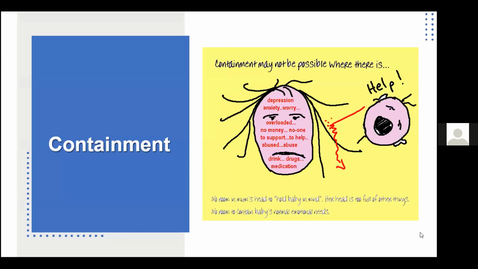But we also know that there are times when containment might not be possible. So there are times when there is just no room in the caregiver's head to hold that baby in mind because their head is too full of other things. And so they don't have the room to contain that baby's normal emotional needs. And we've looked at a few of those factors already. That can be things like postnatal depression, too many overwhelming factors for mum, financial concerns, alcohol or substance misuse. For whatever reason, that caregiver is just not able to take on board someone else's emotions because they're not managing their own.